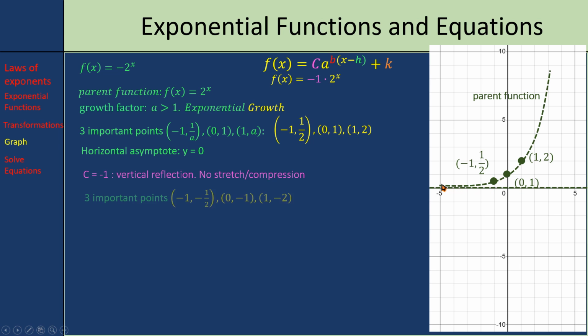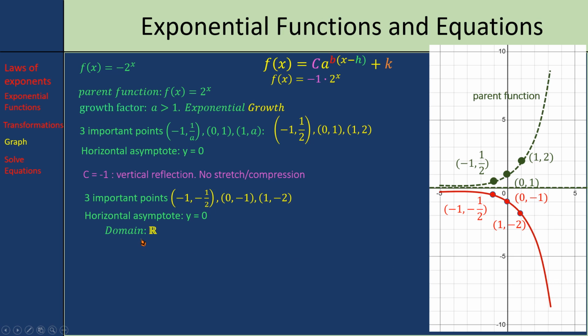So my points are now -1, -1/2, 0, -1, and 1, -2, because vertical reflection changed the y values to the negatives. So my points are down here now, instead of up here. And the reflection does not change the asymptote, right? The asymptote is still there. So the asymptote is still the same. And now I have my graph. It just reflects downward.